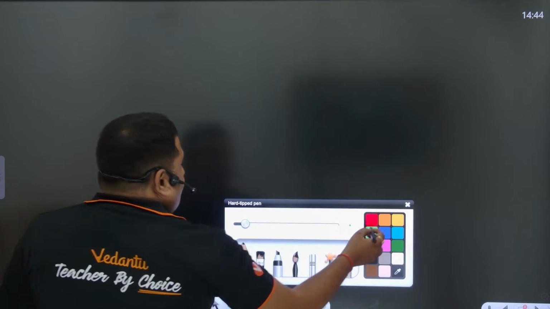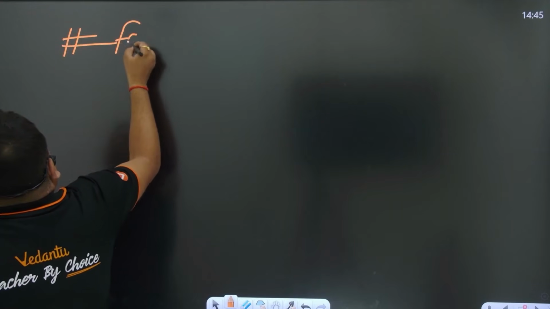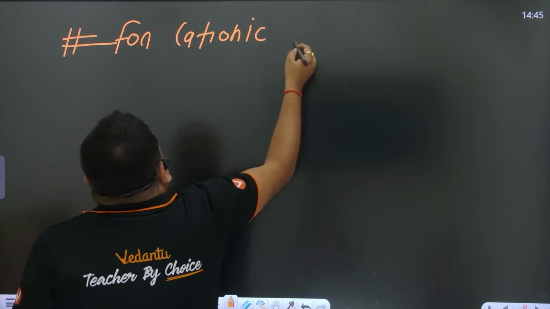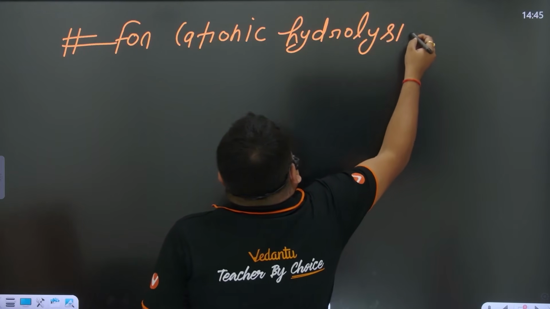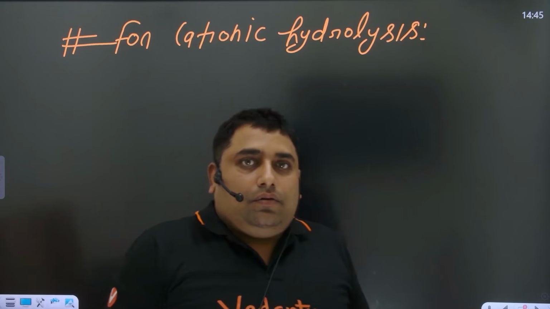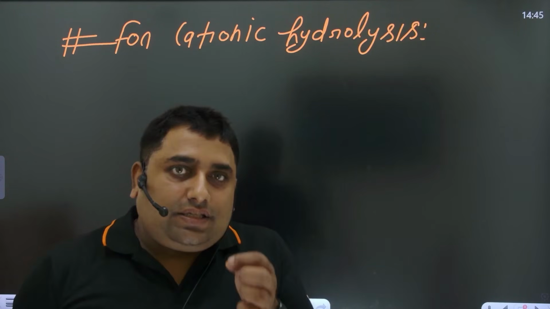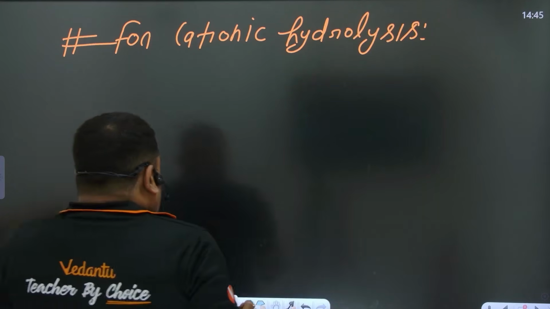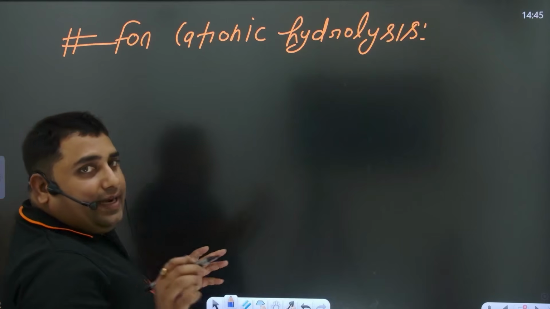Now, for cationic hydrolysis, we are not going to do all the explanation, all the derivation. We are just going to go through it by analogy, just like anionic hydrolysis. So we have to see how to proceed with cationic hydrolysis.